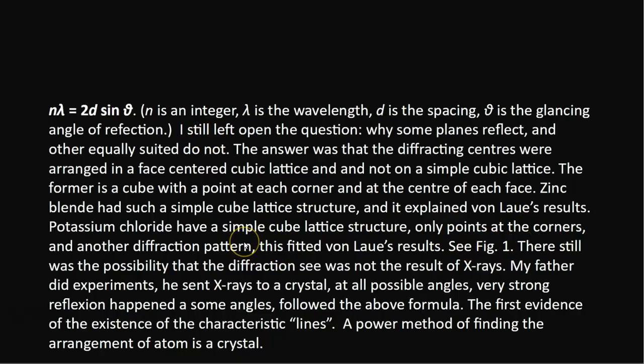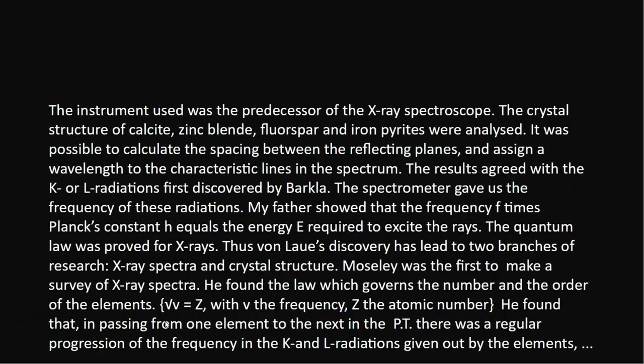There still was the possibility that the diffraction was not the result of X-rays. My father did the experiment. He sent X-rays to a crystal at all possible angles. Very strong reflection happened at some angles, and it followed the above formula. The first evidence of the existence of the characteristic lines, a powerful method of finding the arrangement of atoms in a crystal. The instrument used was the predecessor of the X-ray spectroscope.